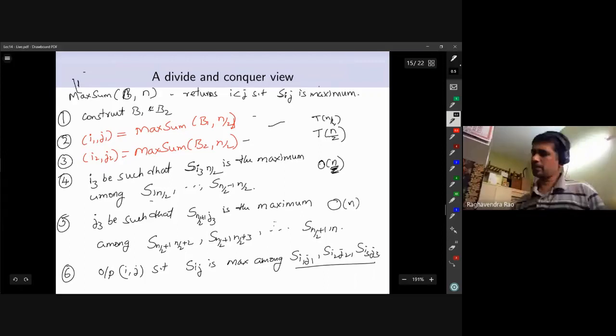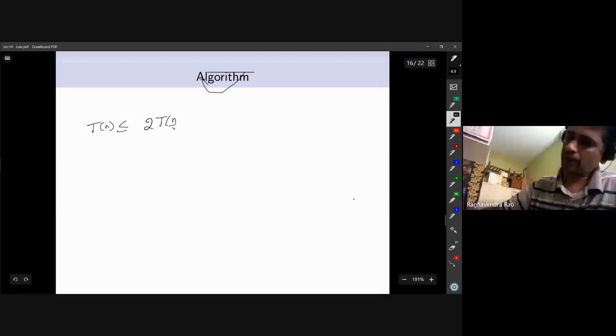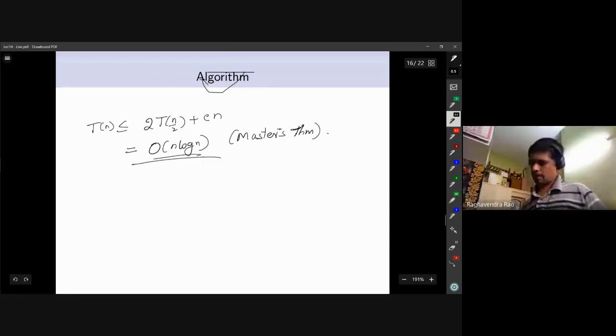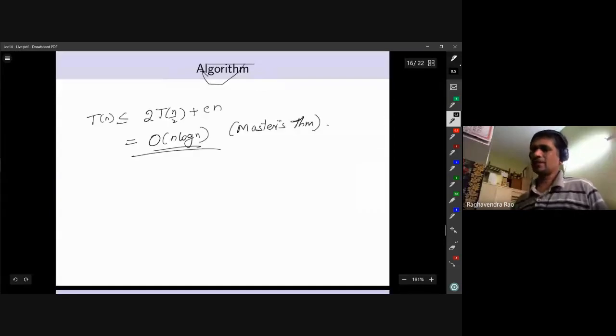Okay. So what is the recurrence? Can we write down the recurrence? T of n is less than or equal to 2 T of n by 2 plus order of n, I'll write it as Cn. So this is order of n log n, master theorem. Okay. So that is it. So that is the algorithm. The complexity analysis is fairly clear.